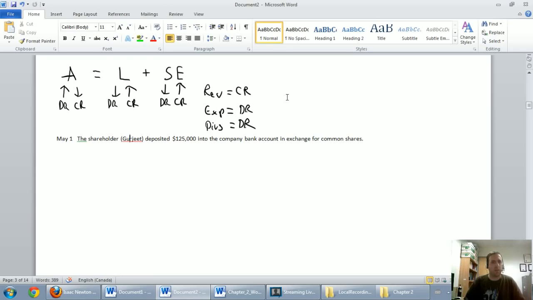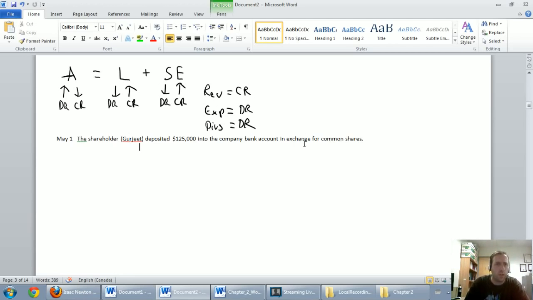What happened to me? Well, Gurjeet put 125 grand into my bank account. So, obviously, money's involved. Whenever money's involved, accounts will debit or credit cash. We've got to say, okay, well, what happened to the money? Even though it goes in a bank account, we call it cash. So it says 125 grand into the company's bank account. Our cash, therefore, went up, right? Our cash went up. Cash is an asset.